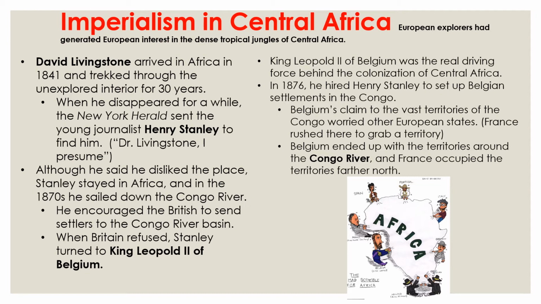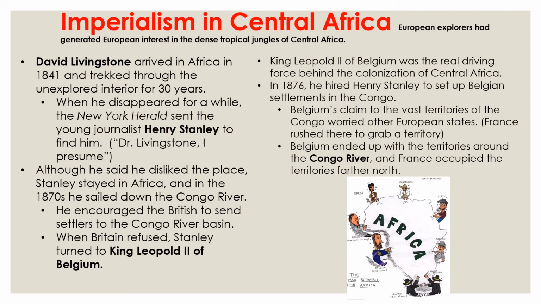Although he said he disliked the place, Henry Stanley did stay in Africa, and in the 1870s, he sailed down the Congo River and explored that region. He actually eventually encouraged the British to send settlers to the Congo River basin. When the British refused, Stanley turned to another European territory, Belgium. King Leopold II of Belgium was very interested in this region.